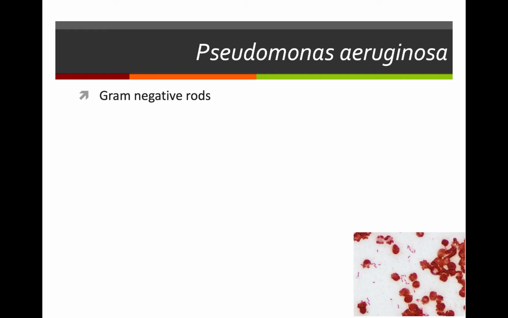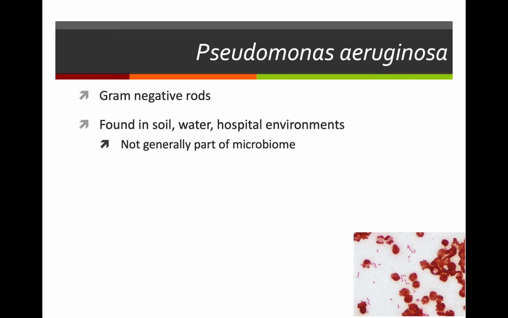These are gram-negative rods. Remember, you can distinguish them because they are oxidase positive, whereas the Enterobacteriaceae are going to be oxidase negative. You can see the gram-negative rods here visualized by microscopy. They are found in soil, water, and hospital environments and are generally not considered to be part of the microbiome.